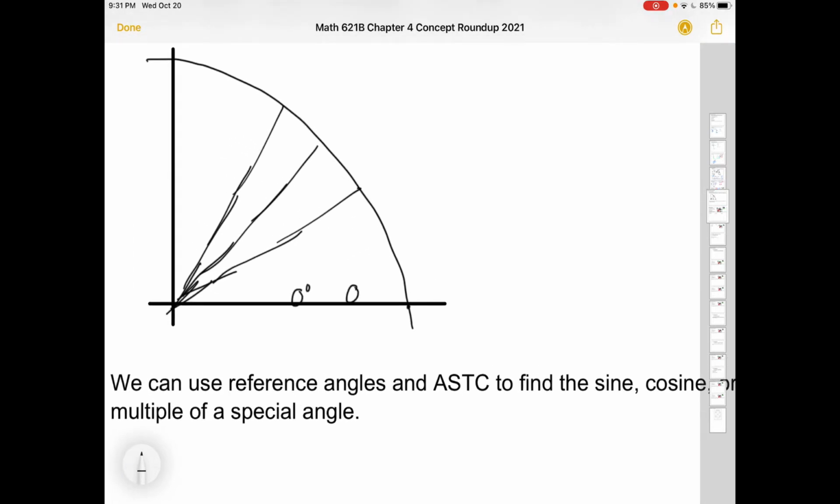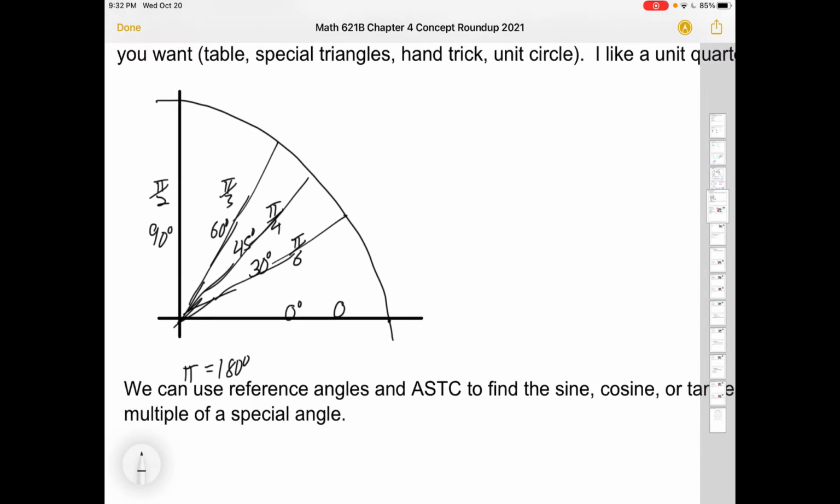So 0 degrees makes 0 radians. 30 degrees, we already said that's pi over 6 radians. 45 is pi over 4. 60 is pi over 3. And 90 is pi over 2. Already, it's helping us convert between the two, as long as we've got that big idea that pi radians is 180 degrees.